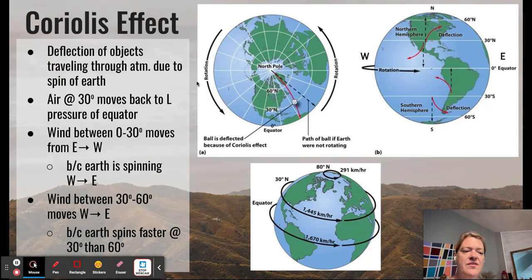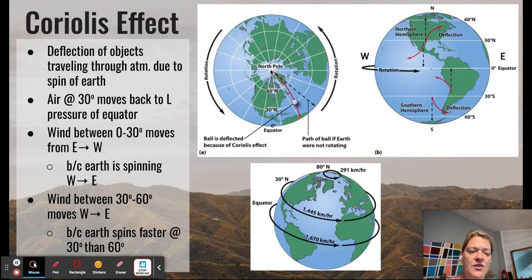The Coriolis effect is another phenomenon that you need to understand because it's going to help drive those global wind patterns. The Coriolis effect deflects objects that are traveling through the atmosphere because of the spin of the Earth. So let's take a look. Imagine a baseball.